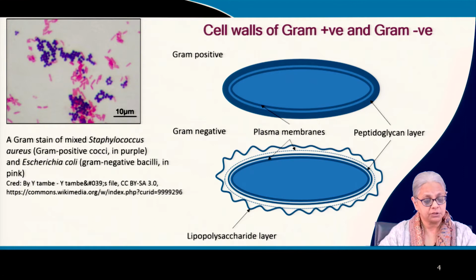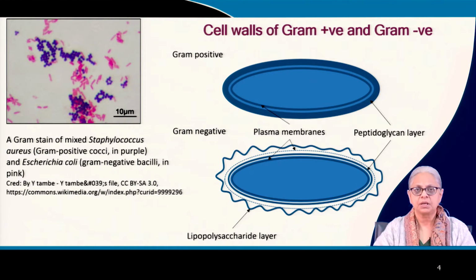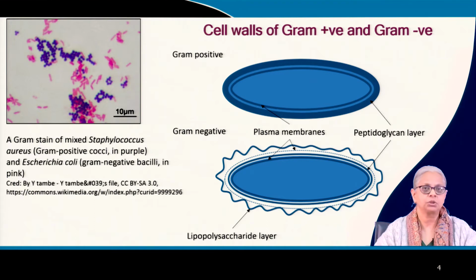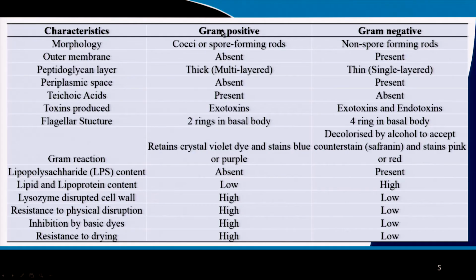So here we have Staphylococcus aureus. It's gram-positive, it's purple, and we have E. coli, or Escherichia coli, which is gram-negative, and it's pink in color. So this is one of the oldest staining procedures perhaps that we know of, and it continues to be used even today to differentiate bacteria into two groups based on the nature of the cell wall.